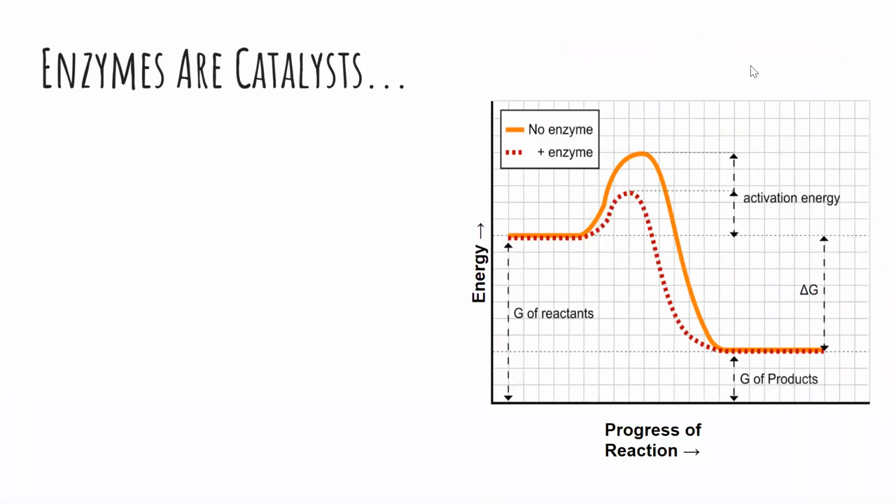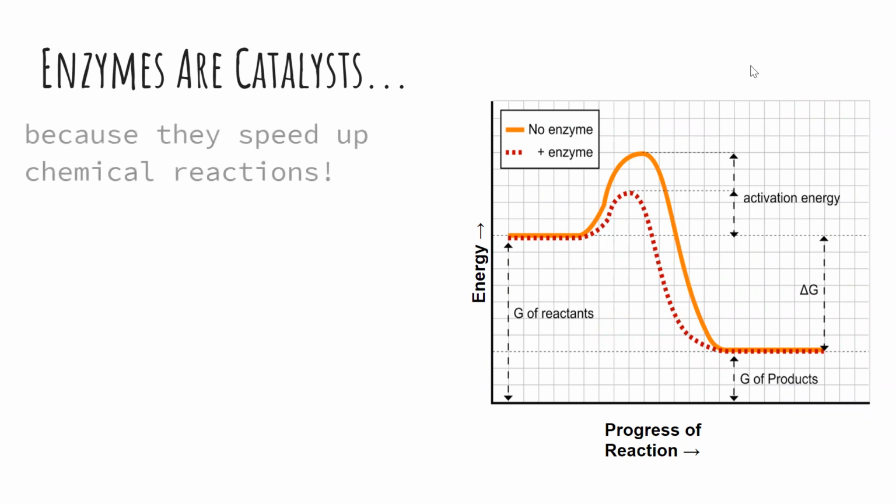So what are catalysts? We were talking about explaining how enzymes are catalysts, but what are catalysts? Well, catalysts are molecules that speed up chemical reactions, so it makes them go faster. So let's look at this graph right here.